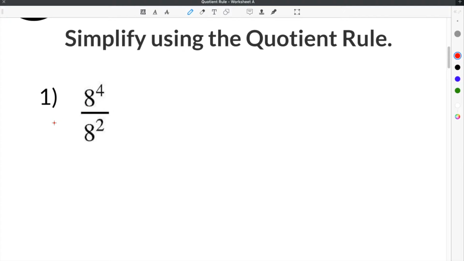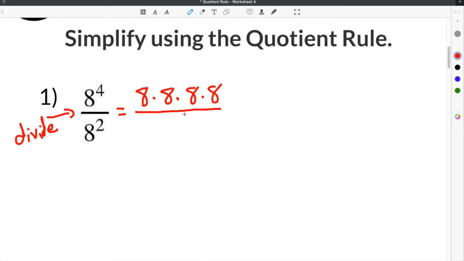Now if you look at the first problem, it gives us 8 to the 4th divided by 8 squared. And that's what this fraction bar means too. That means to divide. In order to show you how this works, I'm going to write out 8 to the 4th, which would be 8 times 8 times 8 times 8, or 8 four times, divided by 8 squared, which would be 8 times 8, or two 8s.